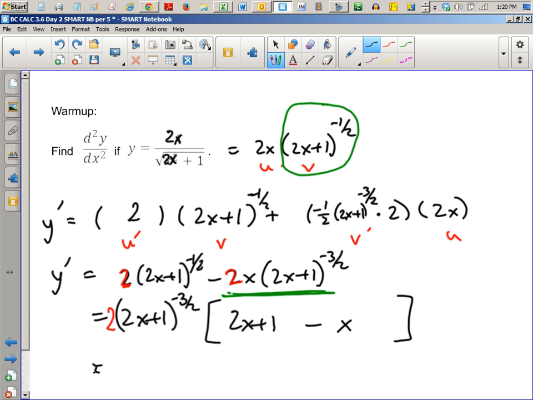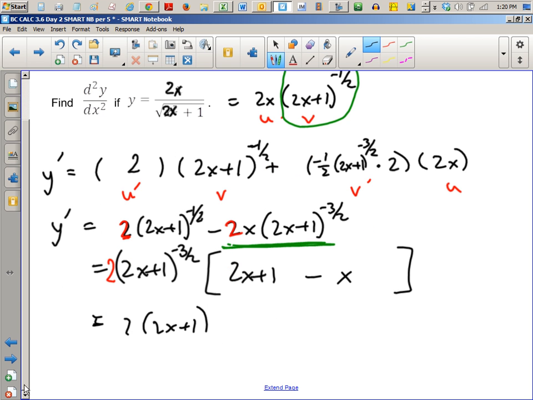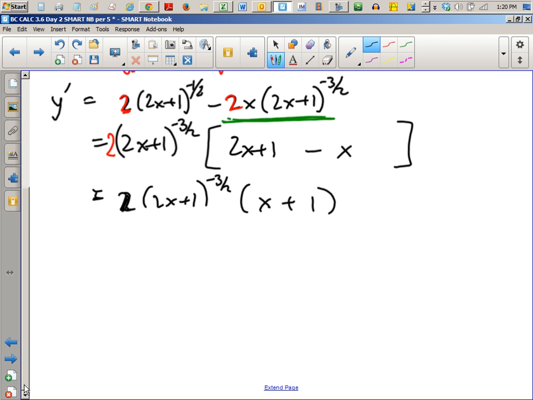Okay, so this now just looks like this. 2 times (2x + 1) to the negative 3 halves. And this part is just simply x plus 1. This is no more difficult than the original problem we started with. So doing the second derivative will feel just like doing the first derivative now. Okay, so that was a really weird factoring step, but it works. All right, let's go on.